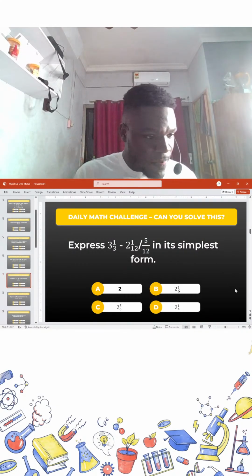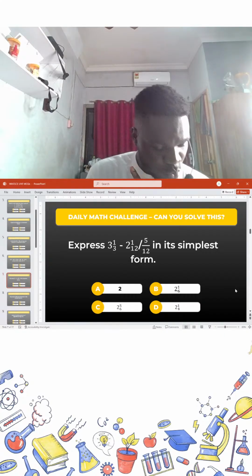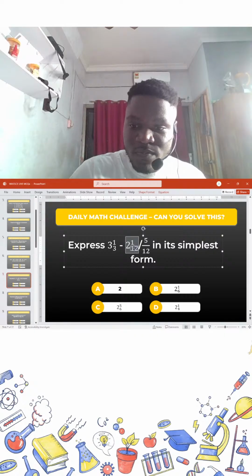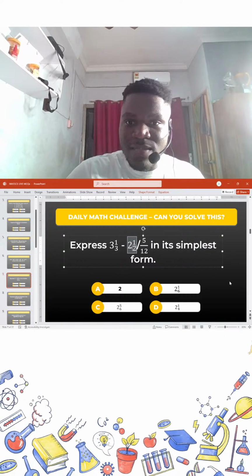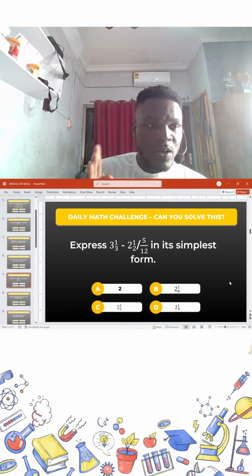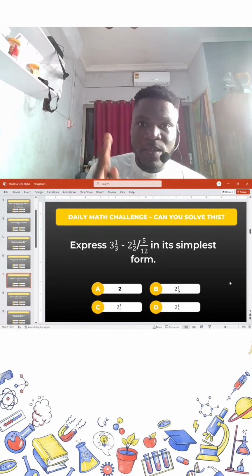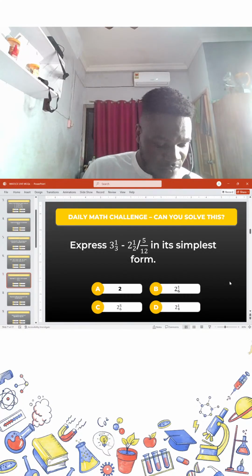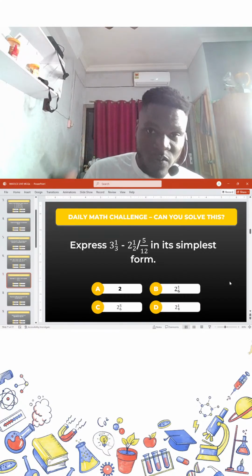Okay, so here we have to express 3 whole number 1 over 3 minus 2 whole number 1 over 2, all divided by 5 over 12 in its simplest form. So this is the question now. We have to express 3 whole number 1 over 3 minus 2 whole number 1 over 2, all divided by 5 over 12 in its simplest form.